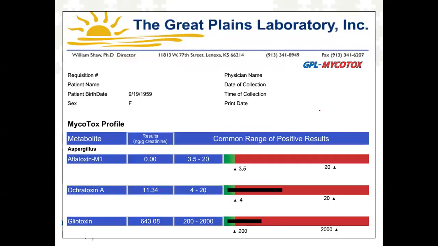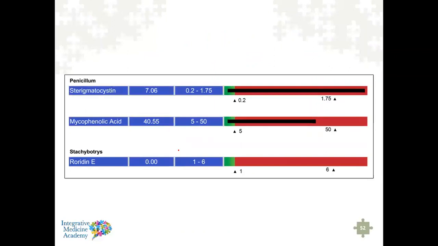Now, this is a little bit older profile of the GPL MycoTOX, but I think it highlights the point here. So they came over the MycoTOX profile. We've got ochratoxin that is present. We've got some gliotoxin that's present. So you know that there's been some aspergillus exposure, because we're seeing the mycotoxins that were produced by the aspergillus. That doesn't necessarily mean the aspergillus has to be still around. It could be. And we've got the sterigmatocystin and the mycophenolic.